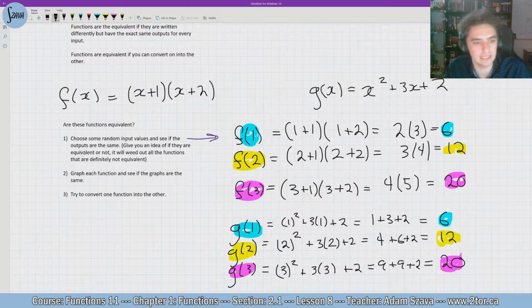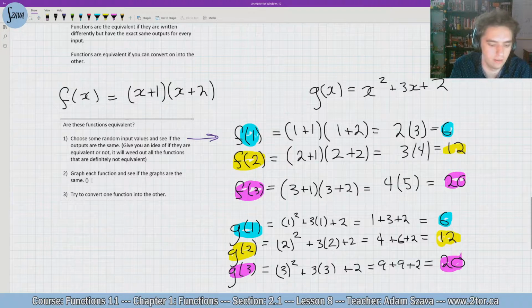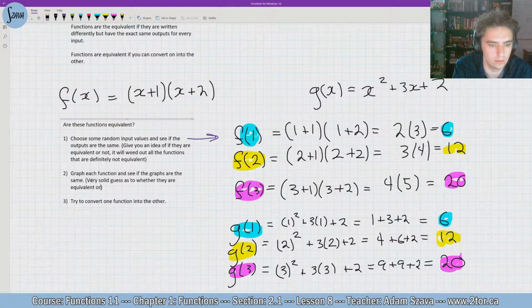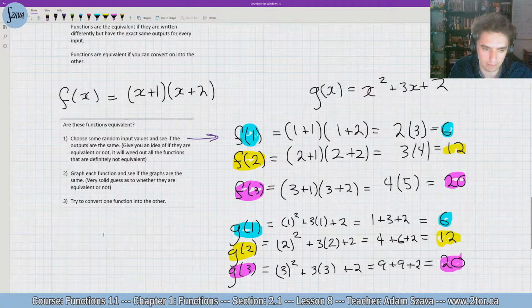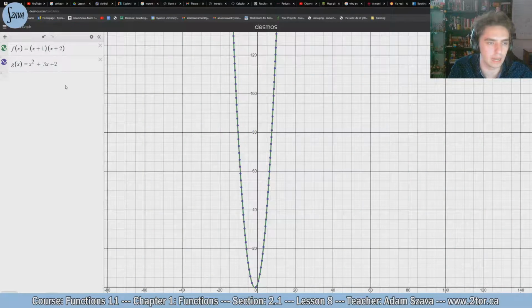But anyways, for our second step here, this will give you a very solid guess as to whether they are equivalent or not, especially in grade 11 functions. There's not going to be that many tricky questions they're going to throw at you, right? But it may seem like they are when they're not actually, until you zoom out more. Actually, I can give you an example of something like that where that might be true.